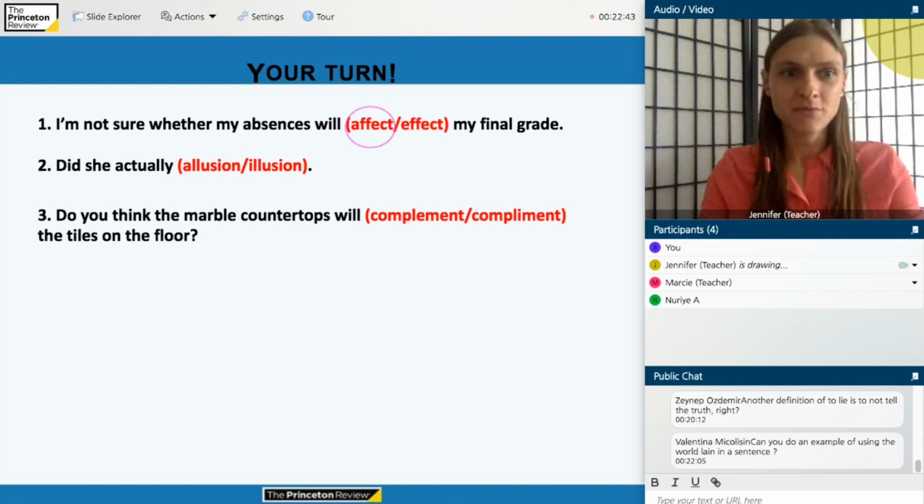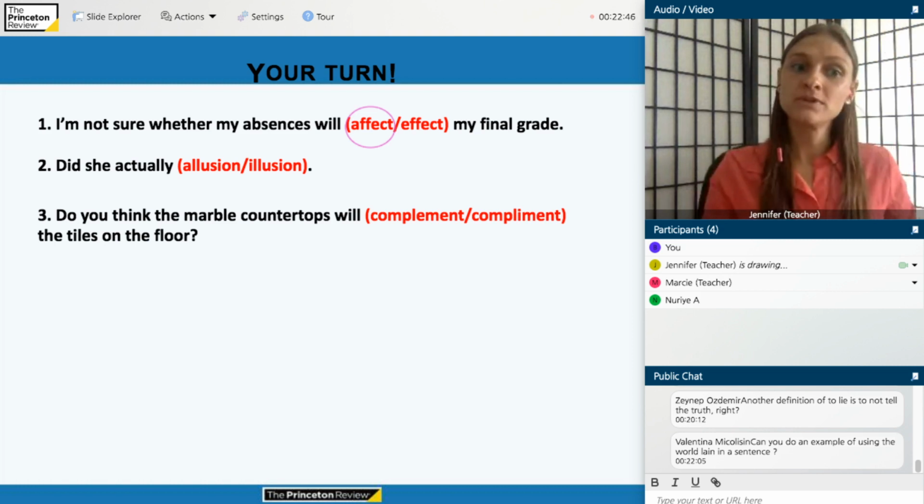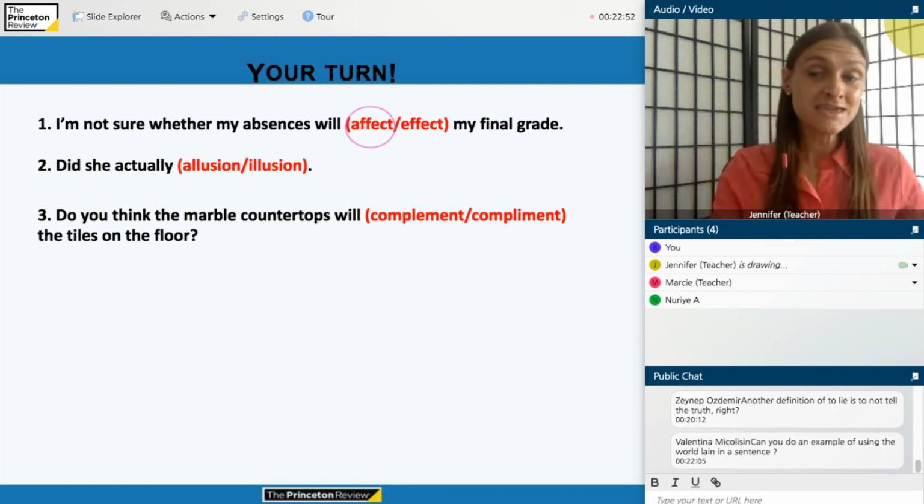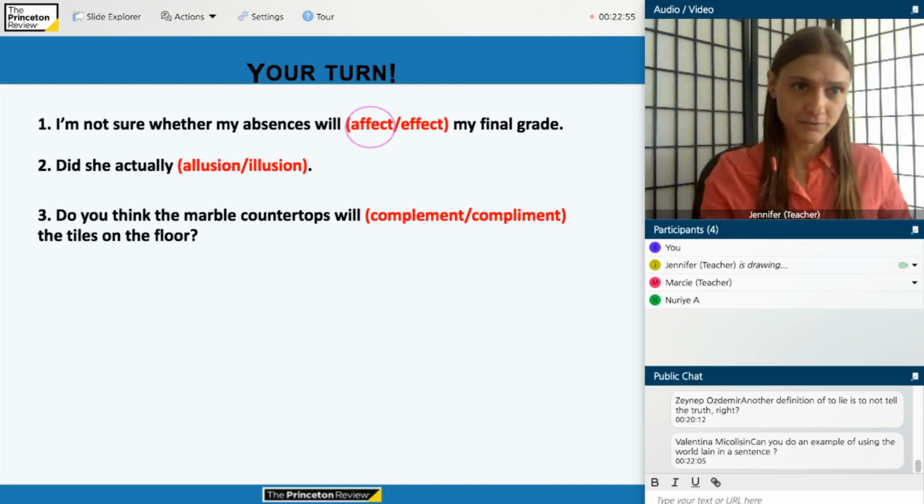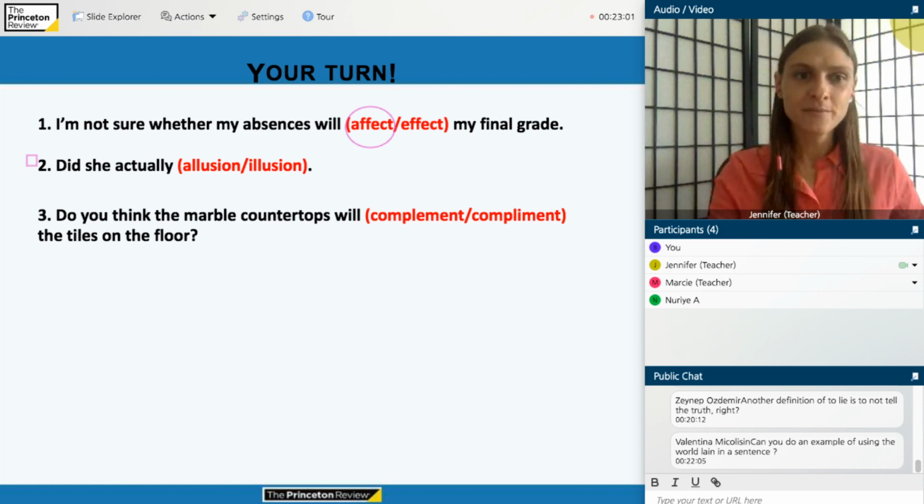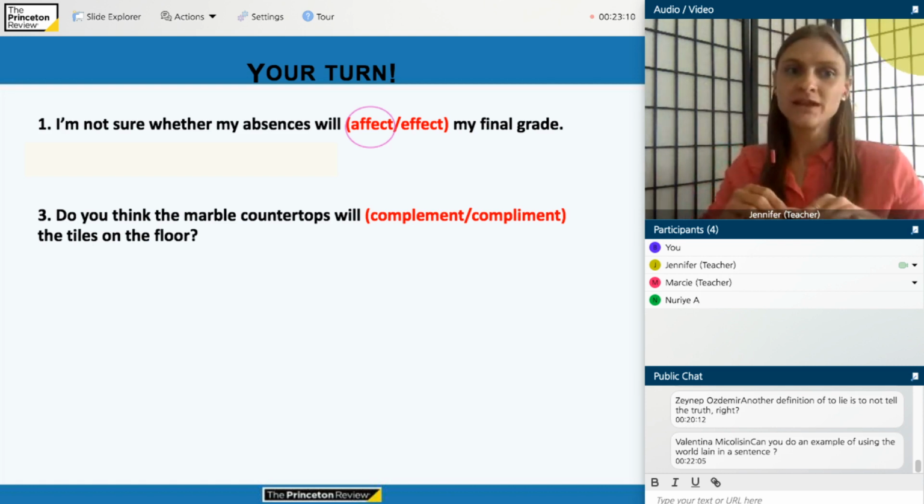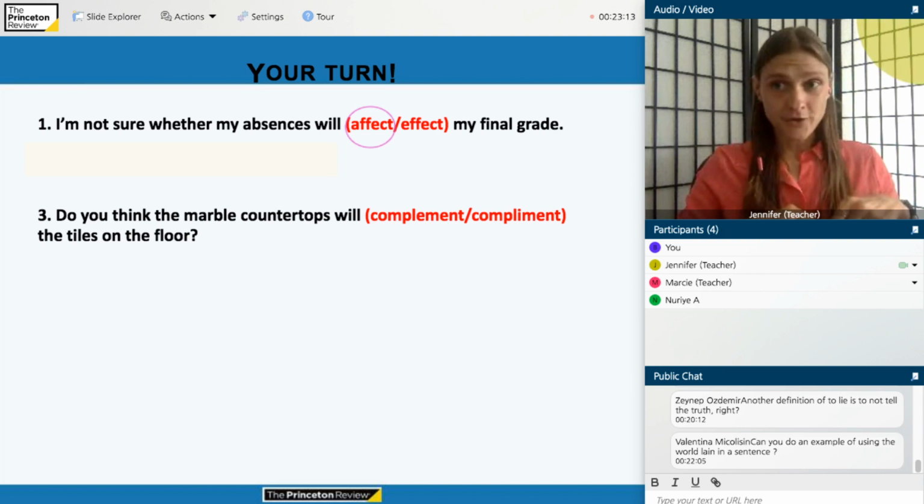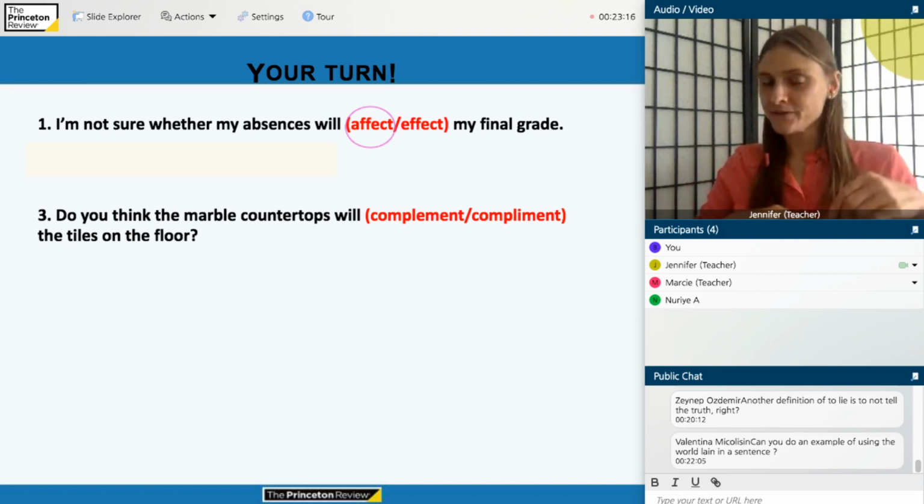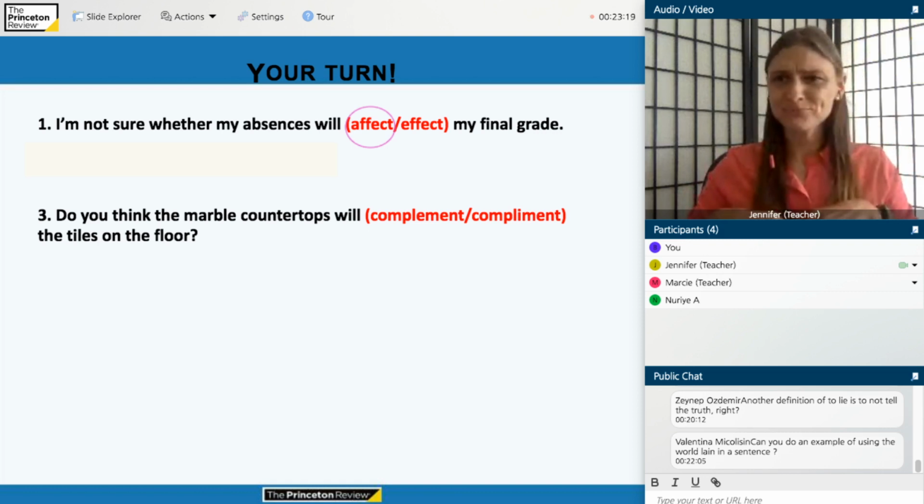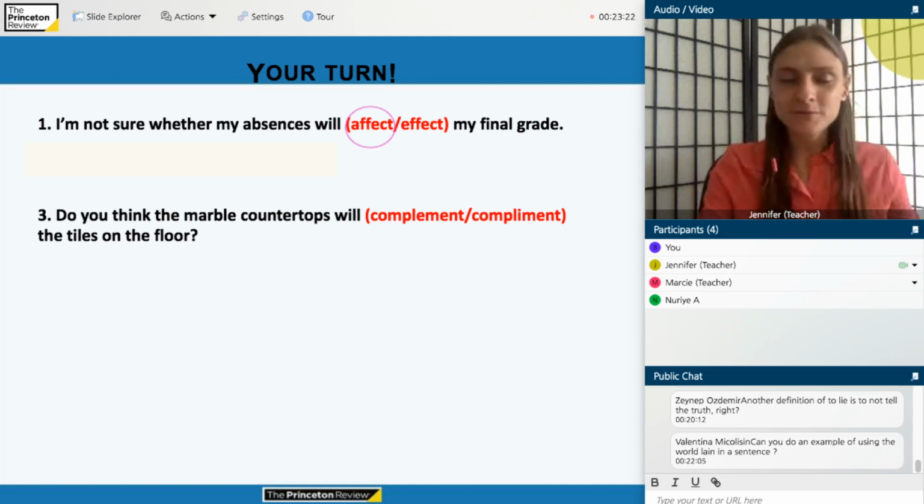Do you think the marble countertops will blank the tiles on the floor? So take a moment there to think about the E versus the I in complement and compliment. What is the difference there? Is it going along with something, or is it expressing some kind of flattery? Do you think the countertops are going to say, hey, floor, you look great? Probably not. If it were a Pixar film, maybe, in some kind of animation, but in real life, our countertops don't usually talk to the floor.